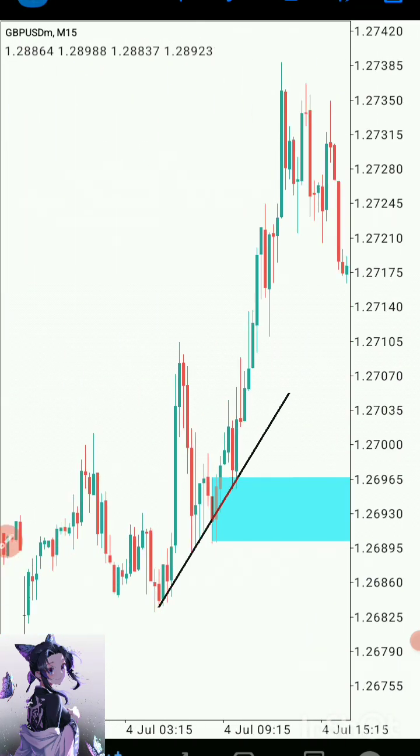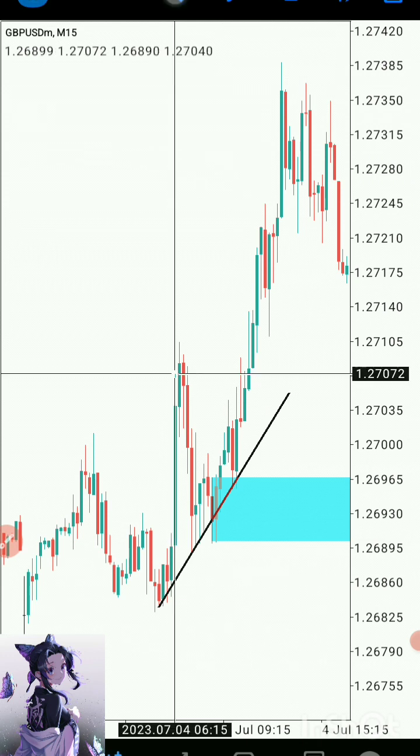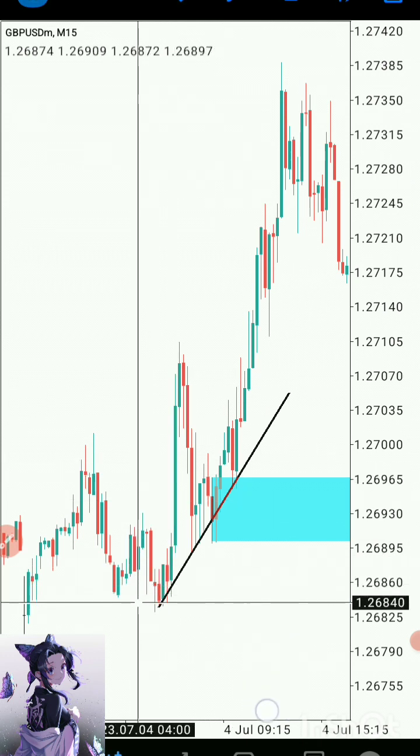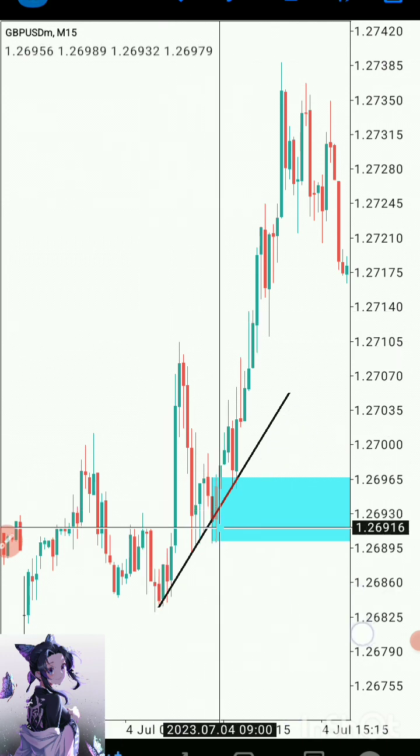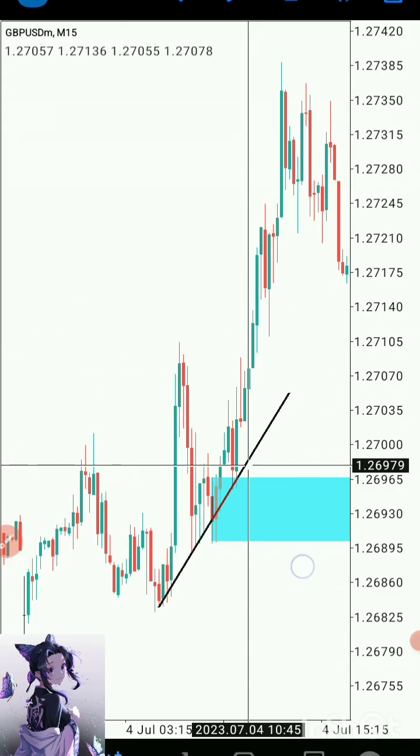Okay guys, now this is the last example that I'll be showing you. You can see that price formed a low, one back up, formed a higher low, one back up, came back to touch the trend line for the third time. What do you do when price touches the trend line for the third time? You look for your support or resistance or your supply and demand. In this case, it was a demand, so you buy.